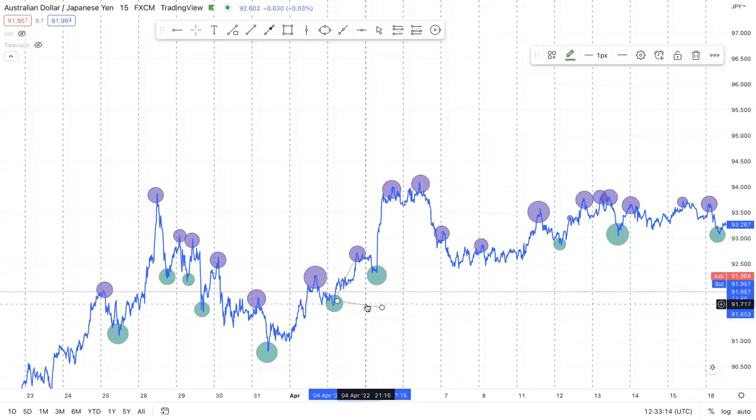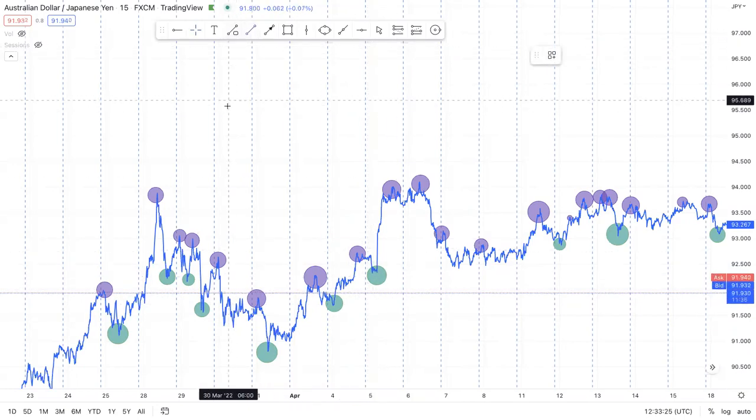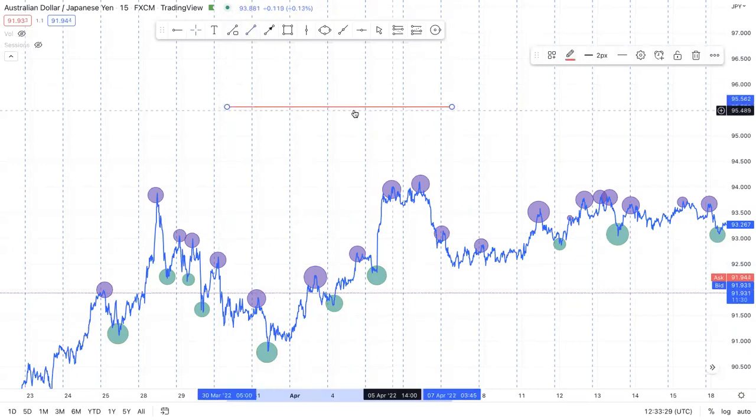So now let's start connecting some of these. Okay. So what I would do is I want to connect the purple ones with either a diagonal line or horizontal. Okay. Remember, horizontal means what? Right. Left to right, side to side. That's horizontal.